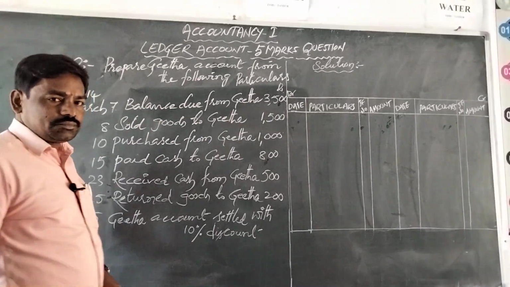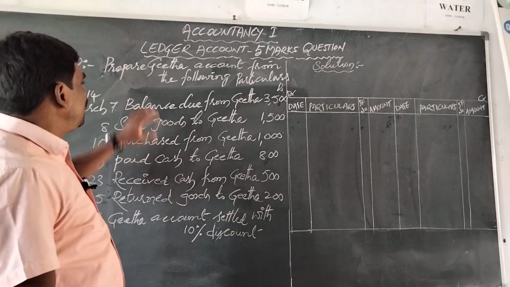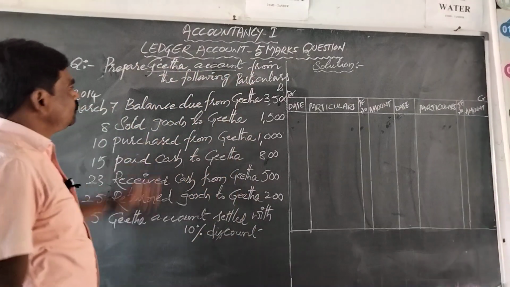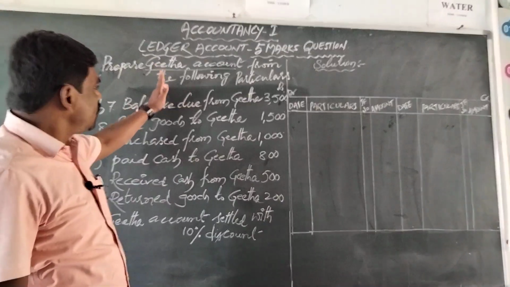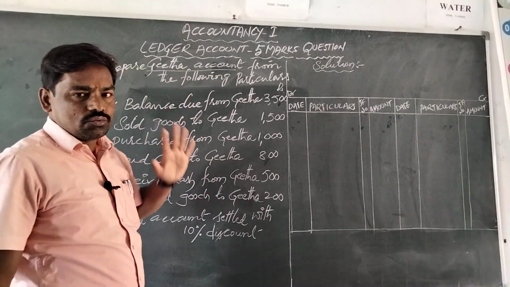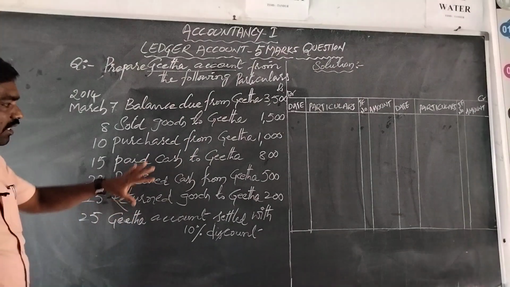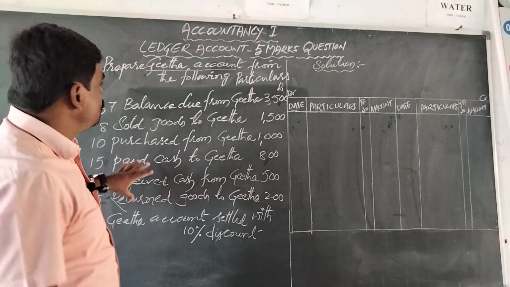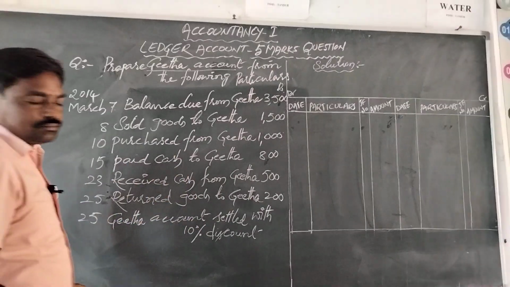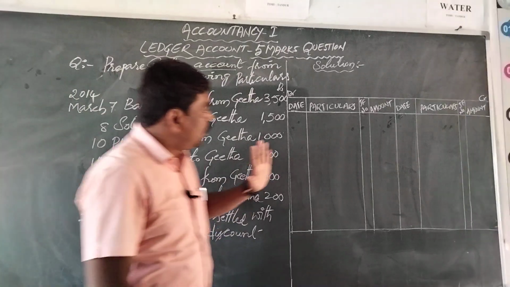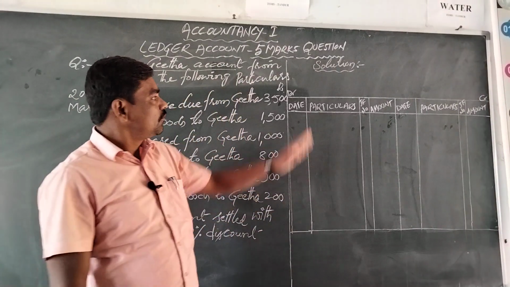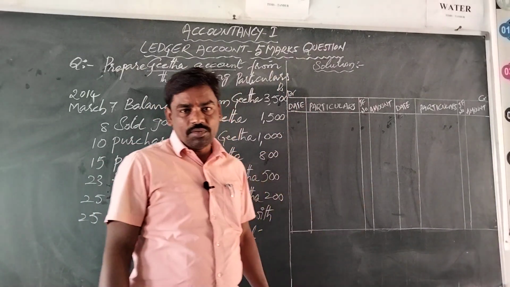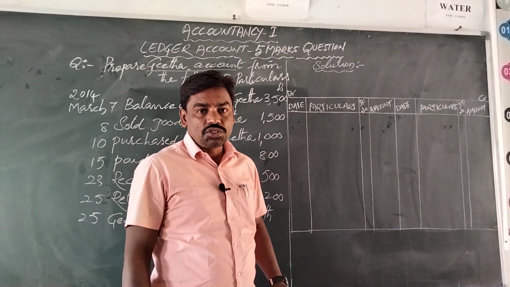In this problem, you are asked to prepare a personal account of Geeta, and the transactions related to Geeta are given in the problem. So to solve this problem, first we need to prepare a ledger pro forma. In the solution, first you prepare the ledger pro forma. You know how to prepare the ledger pro forma.